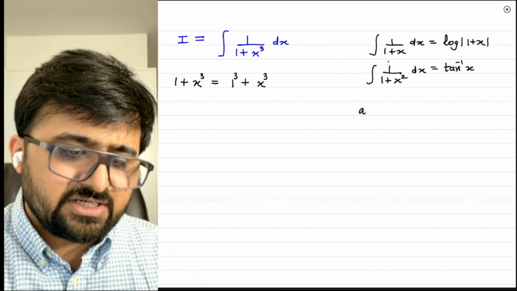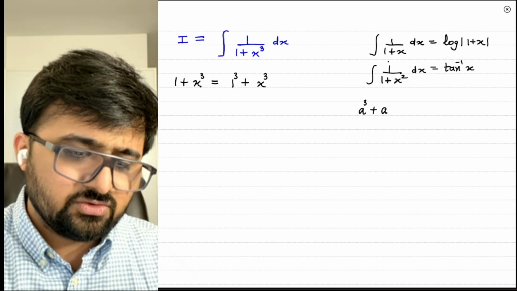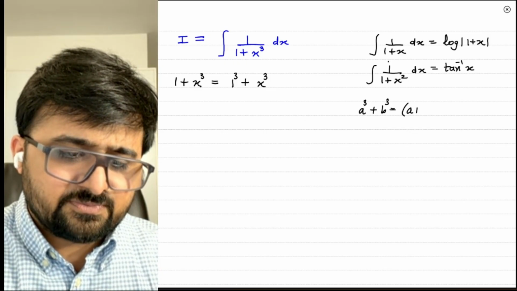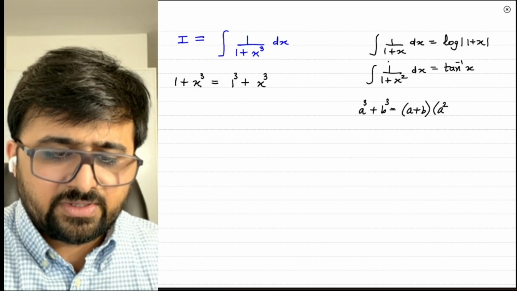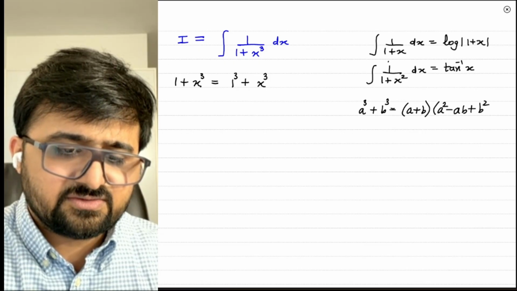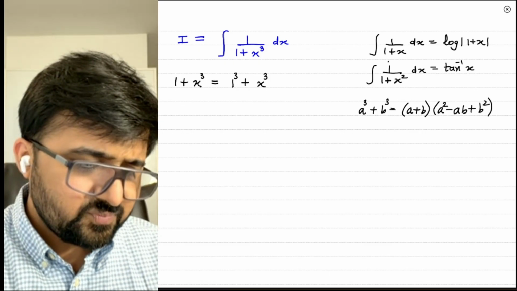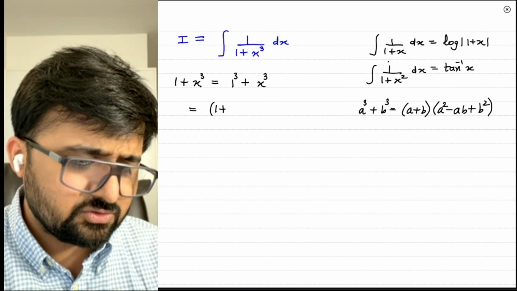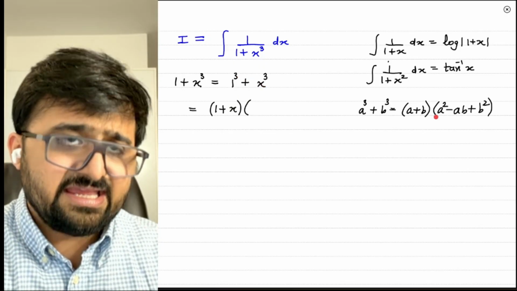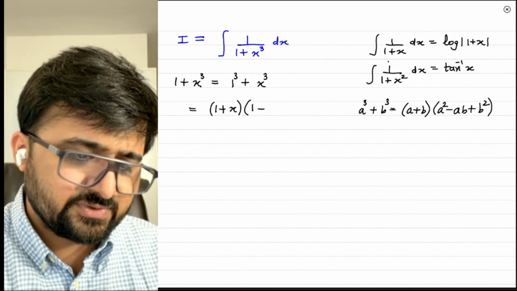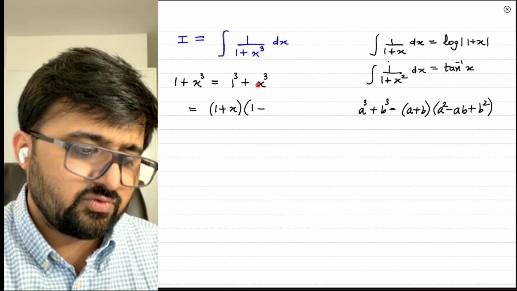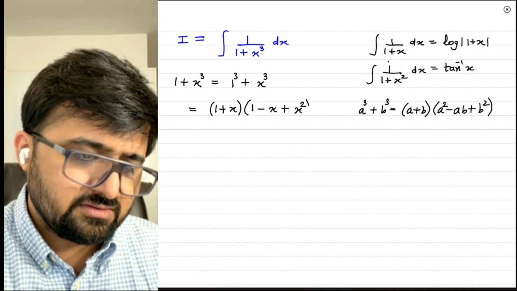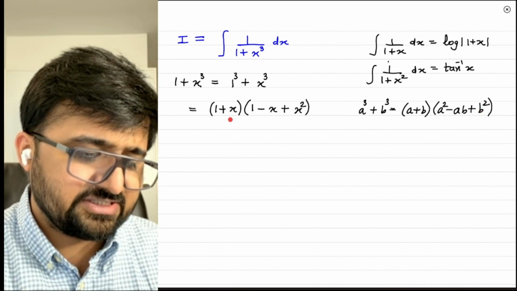We know from algebra the formula for a cube plus b cube is a plus b into a square minus ab plus b square. We can use that formula here, as this is just like a cube plus b cube. So 1 plus x, into a square, which is 1 square, is 1, minus ab, so 1 into x is x, plus b square, which is x square. So we can simplify 1 plus x cube like this.